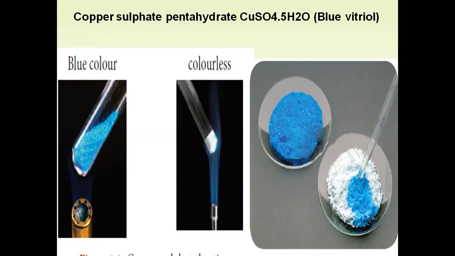That is, it becomes colorless. Colorless means anhydrous copper sulfate. Blue color is the copper sulfate pentahydrate, because the blue copper sulfate contains 5 water molecules. The colorless one has no water molecules. So these are the anhydrous copper sulfate.